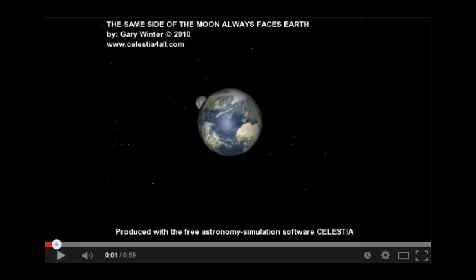Okay, now remember that the Earth and Moon are both spinning on their internal axis and that the Moon is revolving around the Earth at the same time. Get that in your notes.